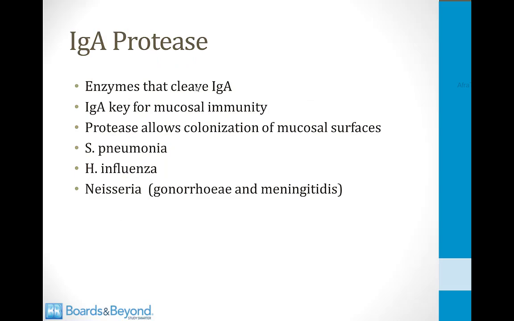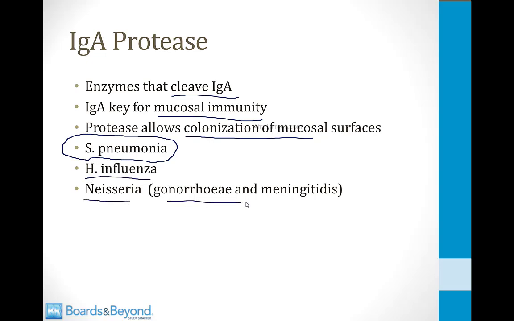IgA protease is an enzyme that cleaves the IgA antibodies, and recall that IgA antibodies are very important for mucosal immunity. This protease cleaves those antibodies and allows the bacteria to persist on mucosal surfaces so that they can colonize them. This is a very important virulence factor for strep pneumoniae. It's part of how strep pneumoniae is able to get into the respiratory tract and into the lungs. It's also important for H. influenzae, and it's also important for Neisseria. Both gonorrhea and meningitis have IgA protease.